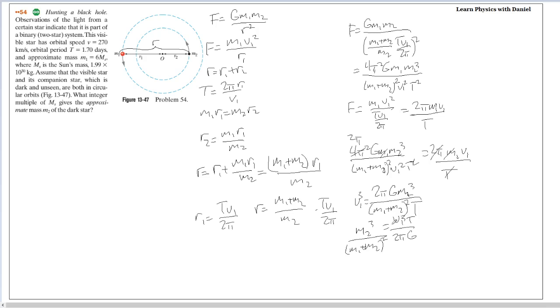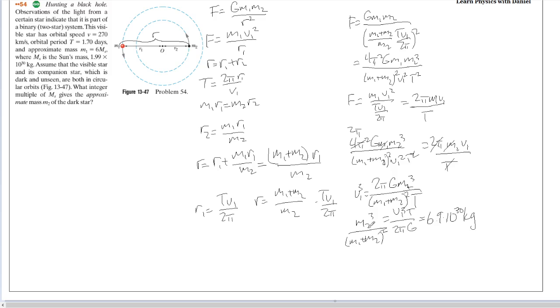Now, we know all of these values, so we have v1 cubed T over 2 pi G, which equals 6.9 times 10 to the 30 kilograms. Now, because we know m1, we can now solve for m2. If you do all of that algebra, because I'm running out of room, we should find that m2 equals 9.3 times the mass of the sun.